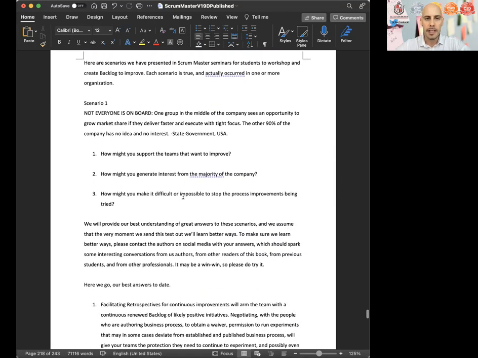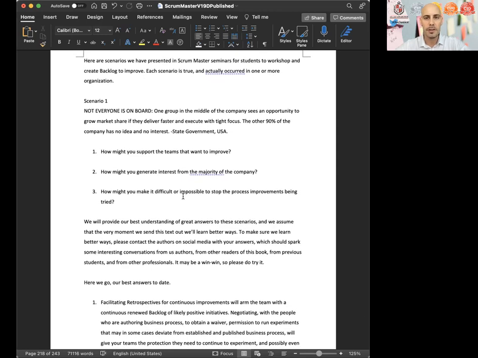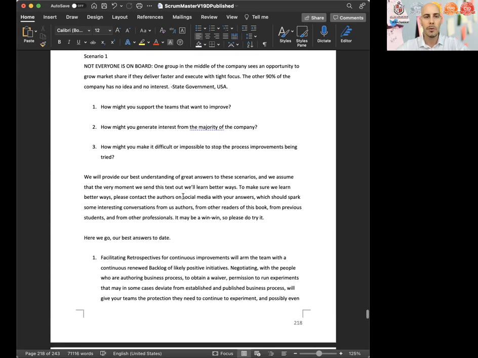Here are scenarios we have presented in Scrum Master seminars for students to workshop and create backlog to improve. Each scenario is true and actually occurred in one or more organizations. Scenario 1, not everyone is on board. One group in the middle of the company sees an opportunity to grow market share if they deliver fast and execute with tight focus. The other 90% of the company has no idea and no interest. This happened in a state government in the United States and other companies in other locations.